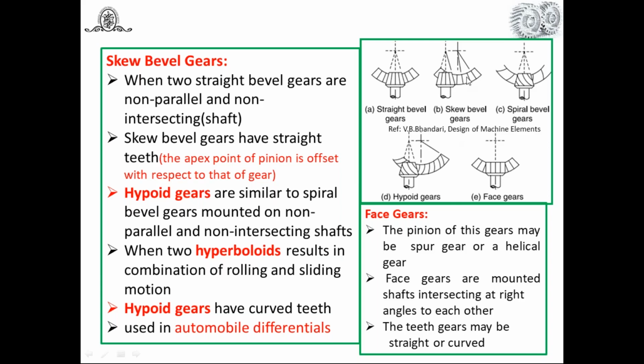Again here, but which type of teeth here? Straight. So this is a straight bevel gear. The same thing is there, but it has an offset. Why is the offset there?